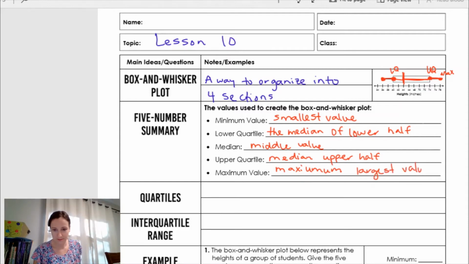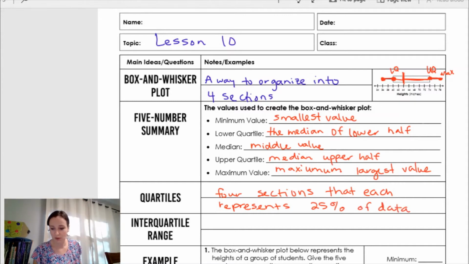Maximum, largest value. Okay. And so again, these quartiles are the four sections that make up the box and whisker plots, four sections that each represent 25% of the data. So think of that word quartile. It sort of sounds like quarter, right? So that can help you remember quarters are worth 25 cents, so 25% of the data.